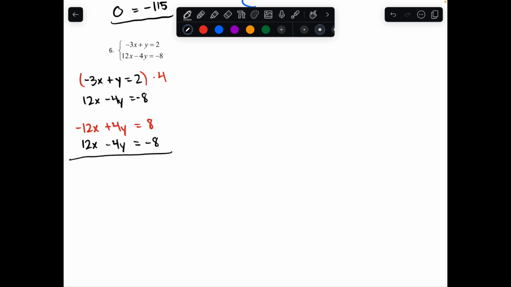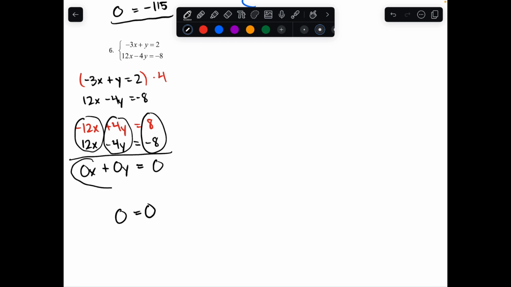So we have negative 12x plus 12x, so we get 0x. And then we have positive 4y and negative 4y, so we get 0y. And we have positive 8 and negative 8, so we get 0. So we have 0x plus 0y is equal to 0. This is just known as 0 equals 0. Now, 0 is equal to 0. That is a true statement, but something seems a little odd. Let's go back and check out our previous step real quick.